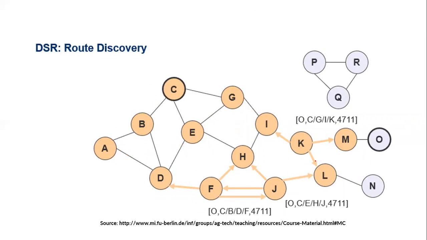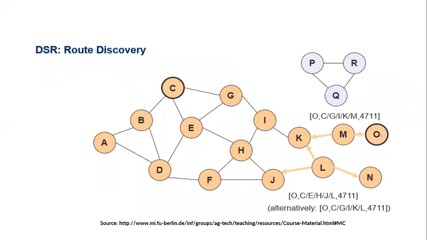Now, when the packet reaches K and J, they will broadcast like this. J will broadcast: destination is O, path traversed is C, E, H, J and ID. K will broadcast like this: destination is O, path traversed is C, G, I and K, and this is the ID. So whatever K sends will go to L and M. Whatever J sends will go to L and F. Okay.